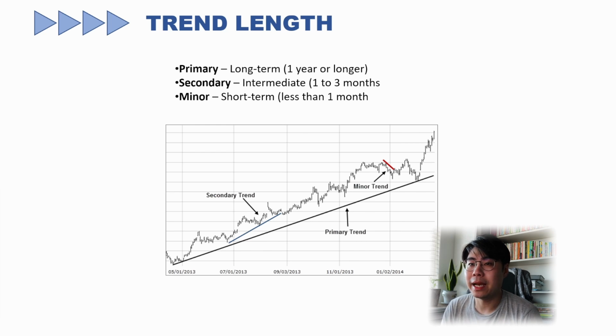This really just means that he was dividing the trend's length into primary, secondary, and minor, three different types. Primary being the longest and minor being the short term. Generally, the primary trend length is about one year or longer, whereas the secondary is about one to three months, and minor is about less than one month.